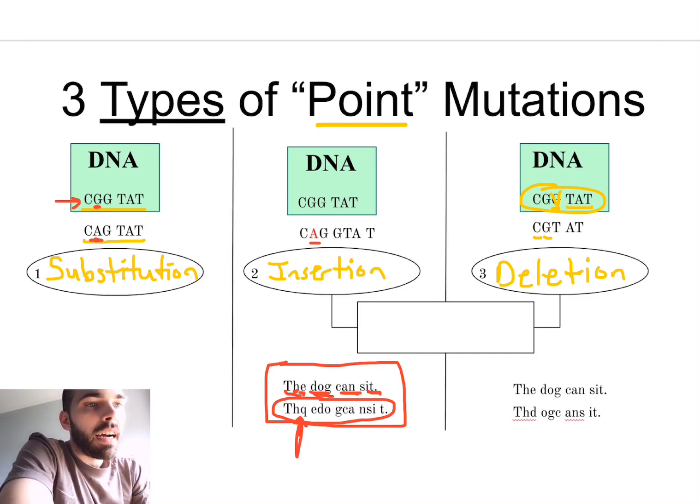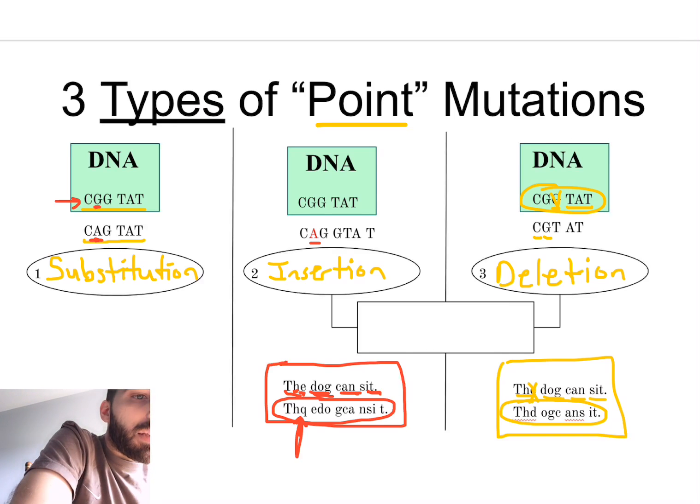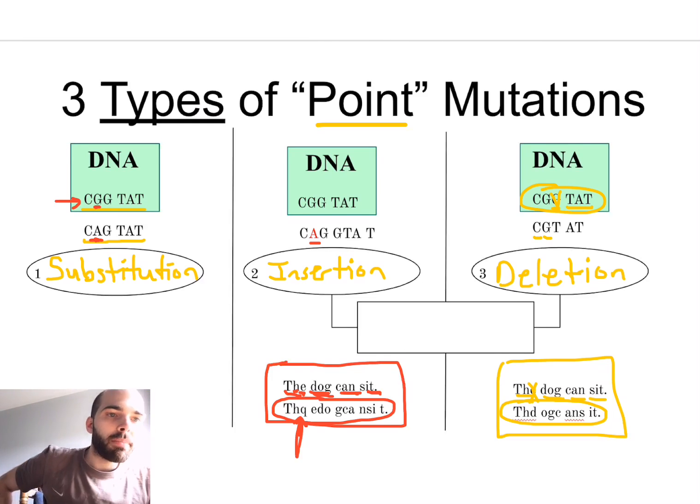Okay, and I'll give you an example of a sentence down here that does this. So if I had "the dog can sit" and I deleted this E, then all the other letters would shift back and you get a similar result. The sentence now doesn't make any sense once we deleted that E and the other letters shifted back.